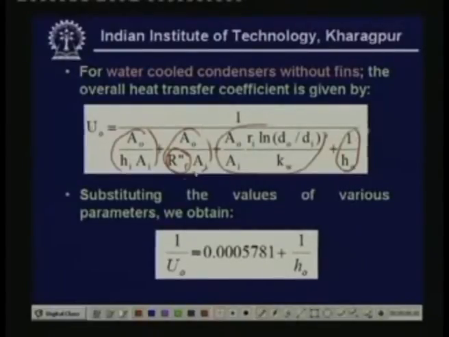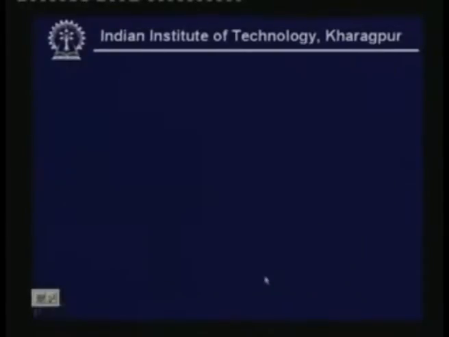So if you substitute everything, you find that the overall heat transfer coefficient is like this: 1 by U naught is equal to 0.0005781 plus 1 by h naught. h naught is not fully known to us because we do not know what is the delta T. So as I said, we have to go for a trial and error method.